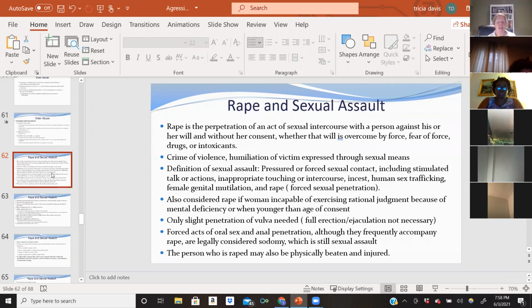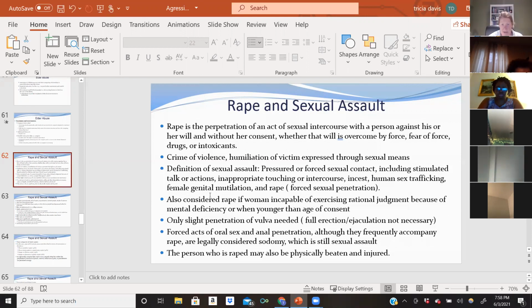The definition of sexual assault is pressured or forced sexual content, including stimulated talk or actions. It can be inappropriate touching or intercourse. It can be incest, even human trafficking, mutilation of female genitalia, and then of course rape, which is that forced sexual penetration.